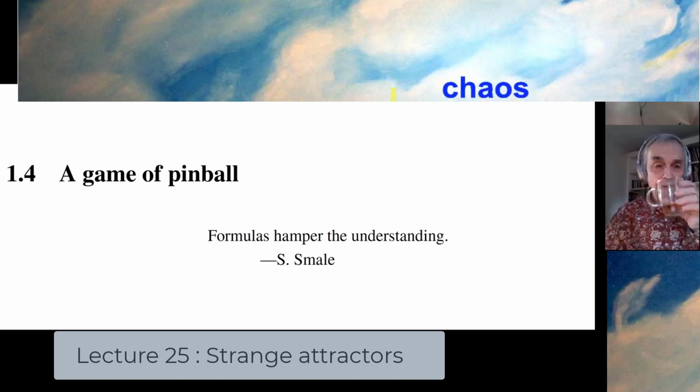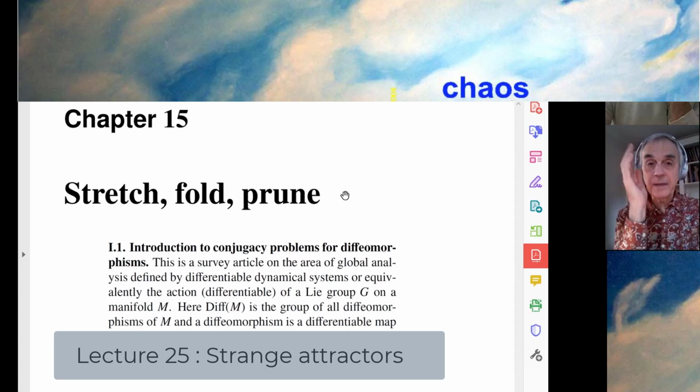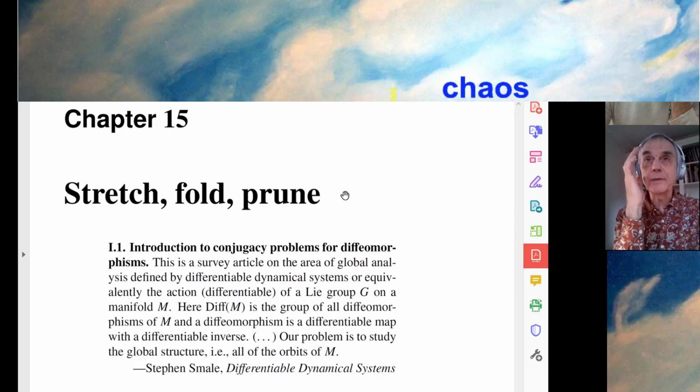He's an exquisite mathematician, but he thinks visually. He says formulas hamper understanding. Amusingly enough, that's what he says, but here is what he does. In 1967, he writes a fundamental paper, the paper that changes everything, the paper that our experimentalists doing fluid dynamics now intuitively understand, a revolutionary paper.